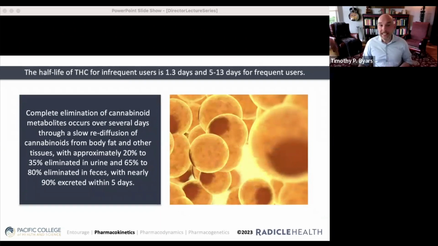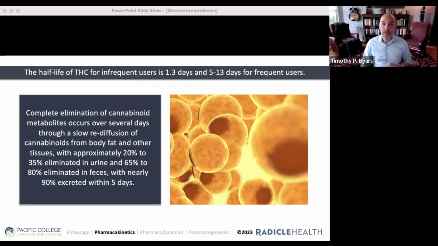All right, so complete elimination of cannabinoid metabolites. It'll occur over several days. There's a slow rediffusion of cannabinoids that occurs through body fat and other tissues. So we see about 20 to 35% of these metabolites eliminated in urine, about 65 to 80% eliminated in feces, and we have about 90% that's excreted in 5 days.